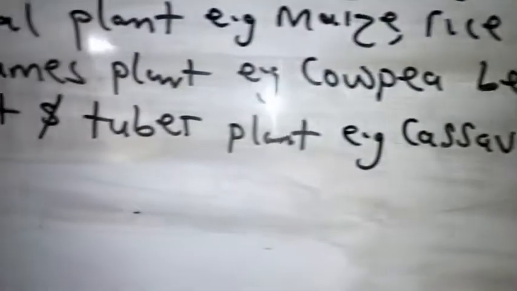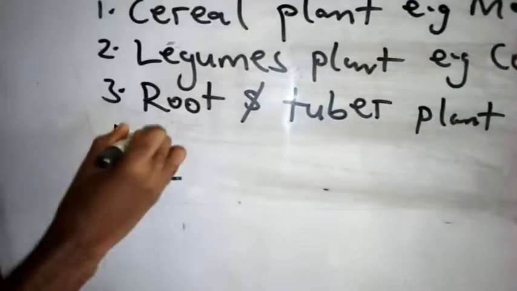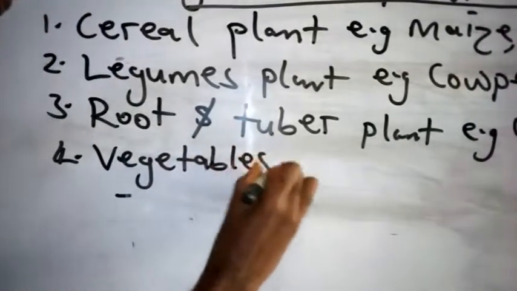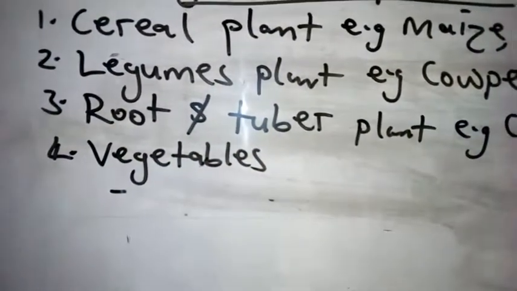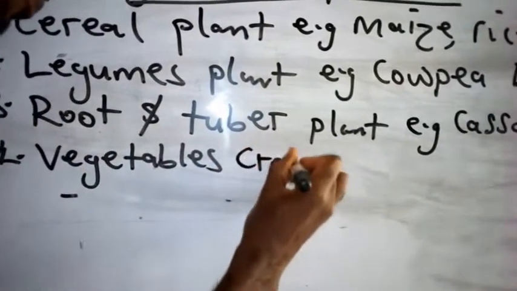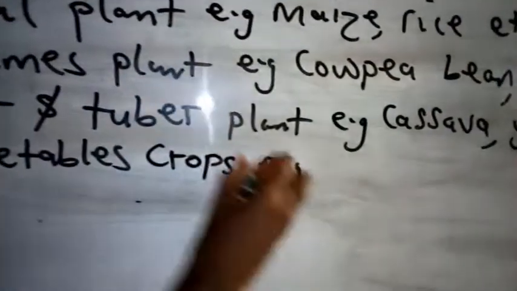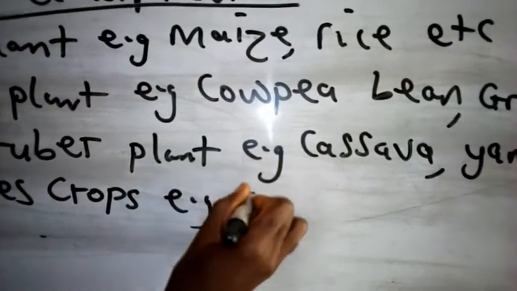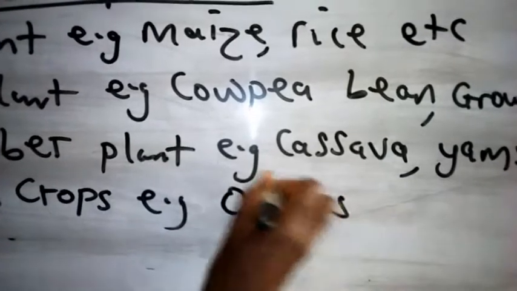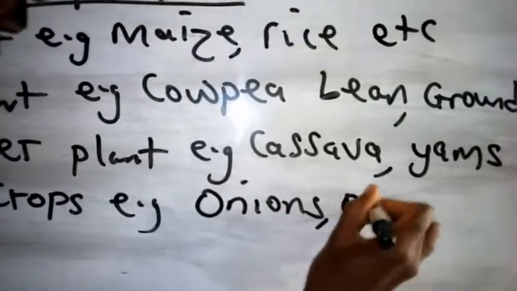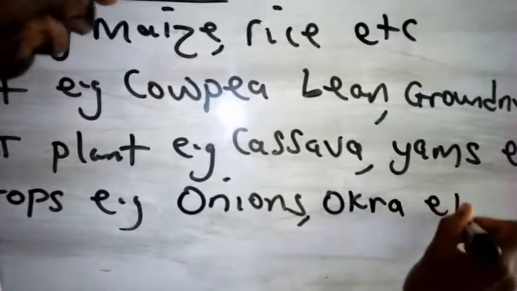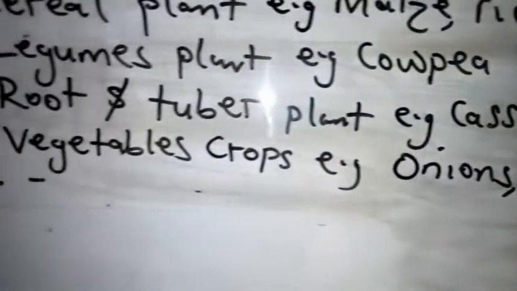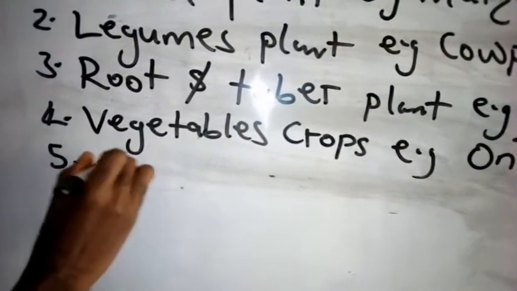Agri equally classify them based on vegetables. So we call them vegetable crops. And examples of vegetable crops include onions, we have okra, etc. The fifth classification based on agriculture is what we call the fruits.